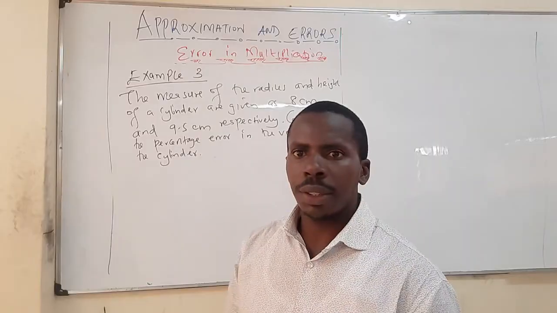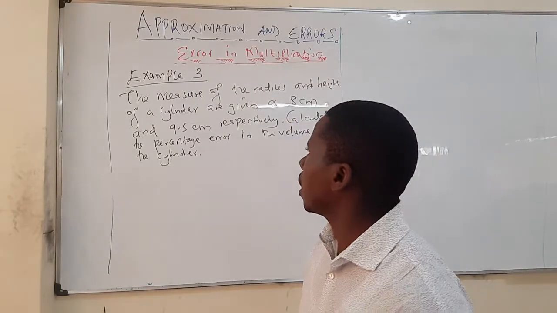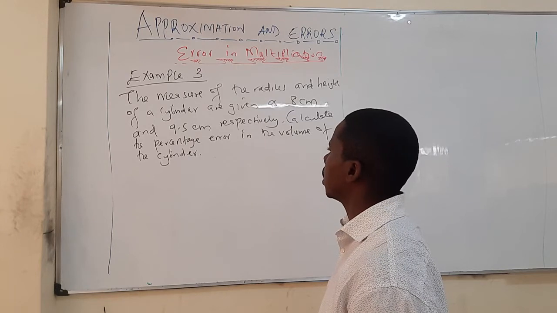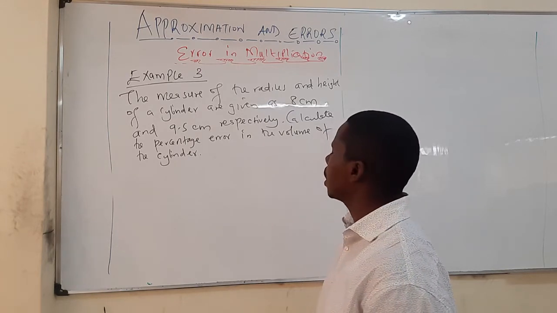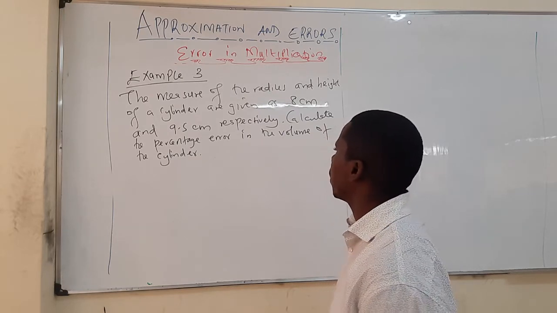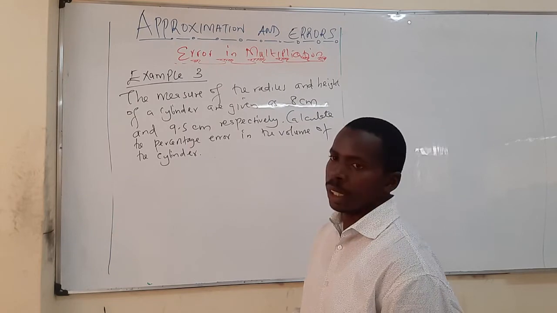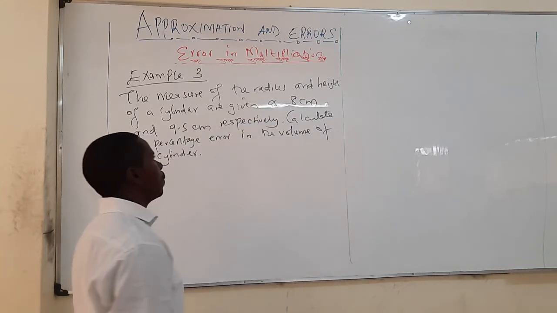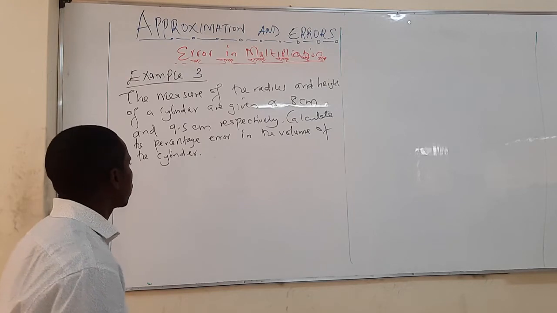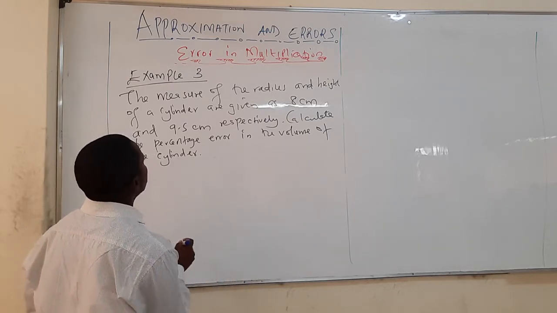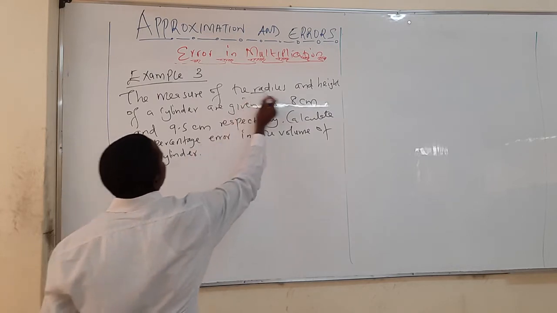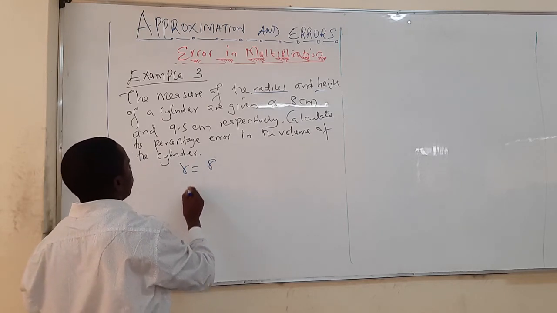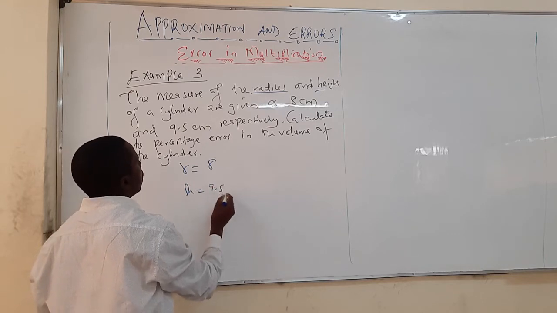1.5228%. So let's look at our last example, and the question reads: the measure of a radius and the height of the cylinder are given as 8 centimeters and 9.5 centimeters respectively. Calculate the percentage error in the volume of the cylinder. So first, we are going to give the limits of our measurements, the radius and the height. The radius is 8 centimeters, and the height is 9.5 centimeters.